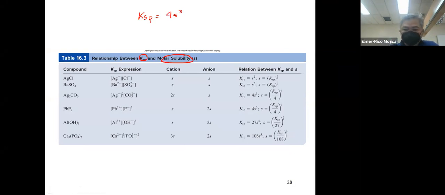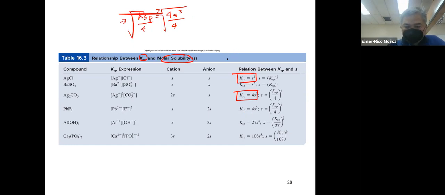If you look at the expression here, if it's 1:1, KSP is equal to S squared. The one that we solved right now is just that one. And to get S, you just divide both sides by 4 and get the cube root. Now, if you have the KSP equals 27 S to the 4th power, then you just divide both sides by 27 and get the 4th root. But we're not going to have problems like that. That would be too much for you.